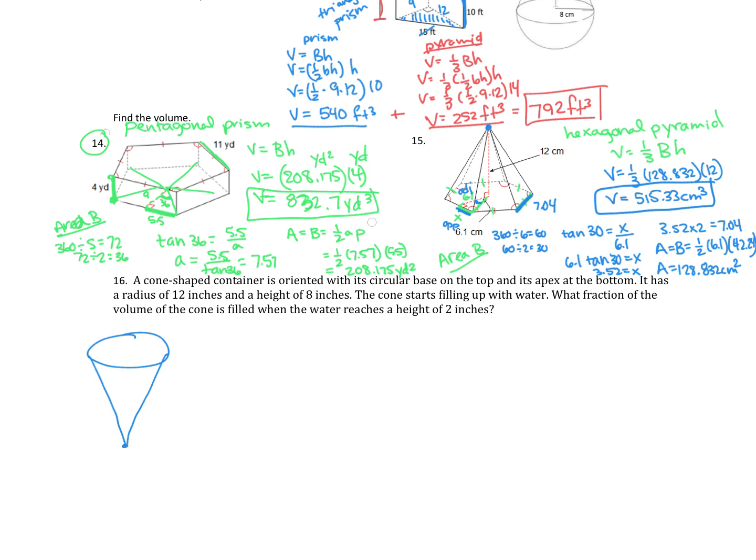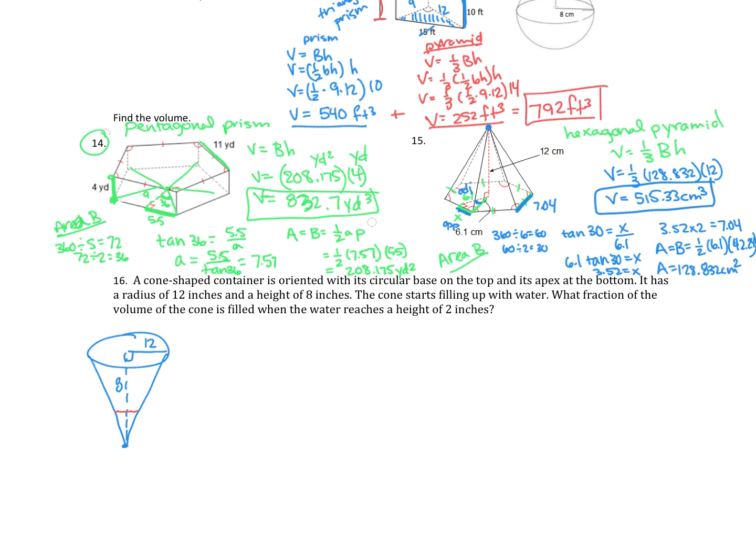It has a radius of 12, okay. It has a height of 8. Oh, nice, they gave me 2 good useful measurements. The cone starts to fill with water. Oh, I should have used blue for the water, but I'll use red. Starts to fill with water. What fraction of the volume of the cone is filled when the water is a height of 2?